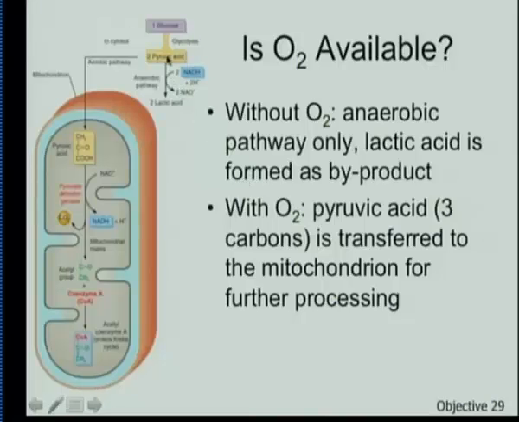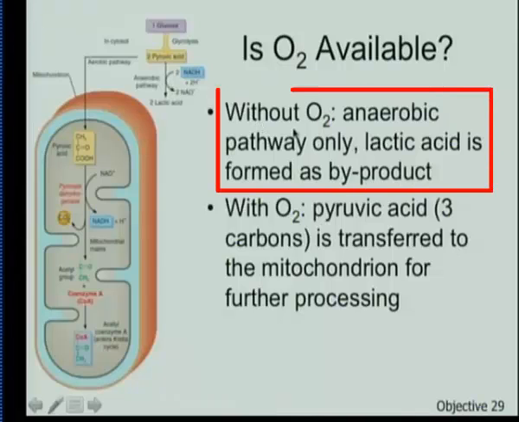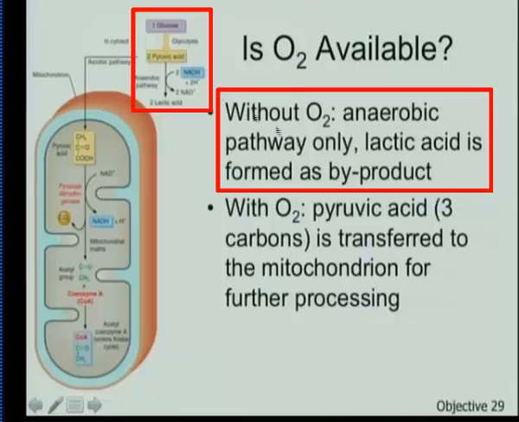This is where the oxygen becomes important in terms of this process continuing. So without oxygen, we revert to an anaerobic pathway, and we're going to take pyruvic acid and make it become lactic acid. And what it's going to do is help at least this process of glycolysis to continue so we can produce some energy and allow, for example, exercise to continue.